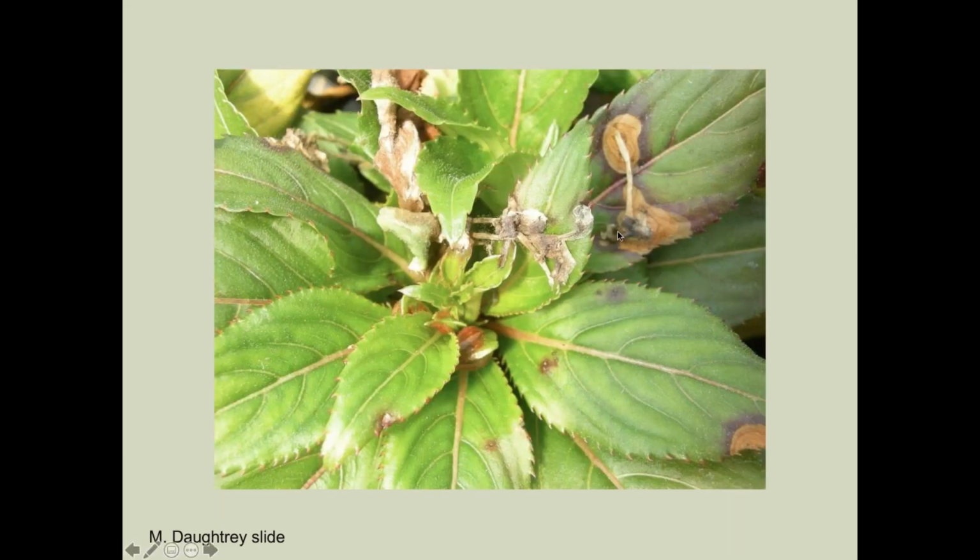Here's another slide that Margie provided, in this case on New Guinea impatiens with a lot of debris and then new infections occurring, particularly you can see in this leaf in the upper right. This also emphasizes that if you have hanging baskets over other plants on a bench and those hanging baskets are shedding plant material, it increases the likelihood that the plant material below those hanging baskets may develop Botrytis infections.